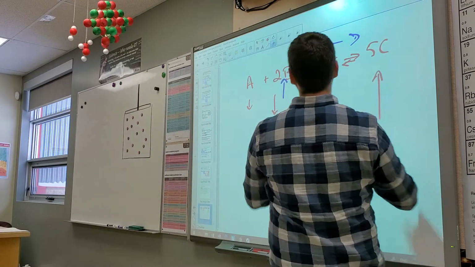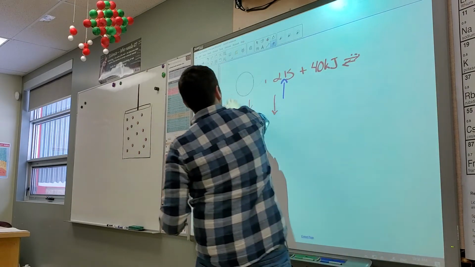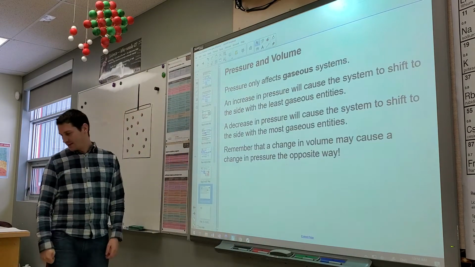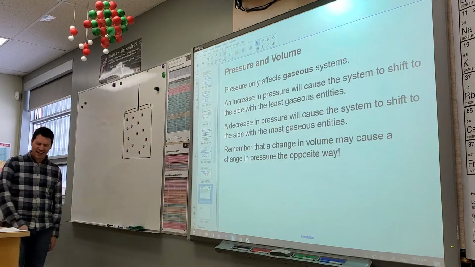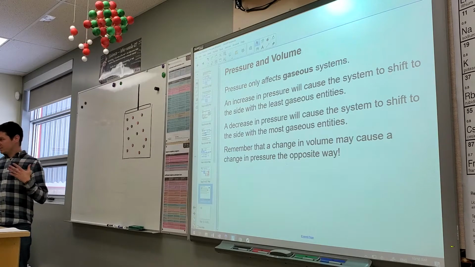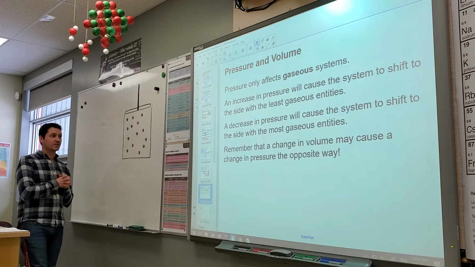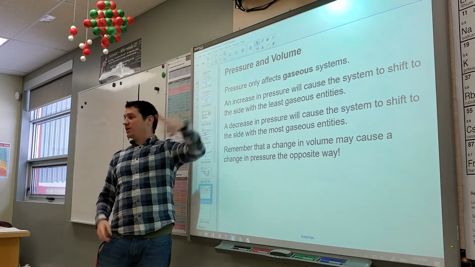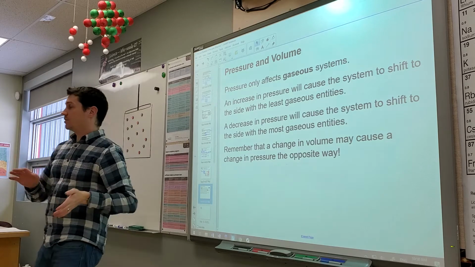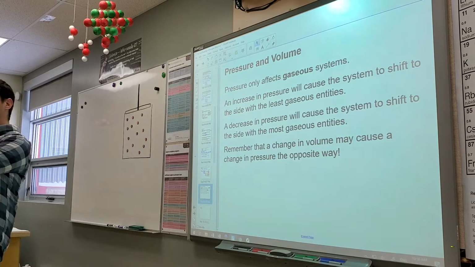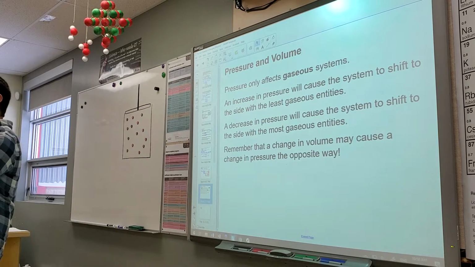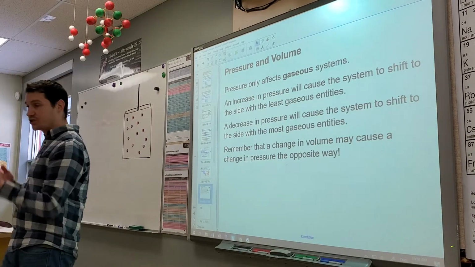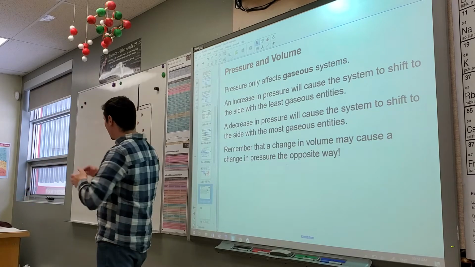We're going to continue on this idea of taking a look at changes in concentration to assess Le Chatelier's principle. We're going to do the very last one, pressure and volume. Pressure and volume are related to each other. Would you agree? If I change the volume of a container, then the pressure inside that container will change as well. Hopefully that makes sense.